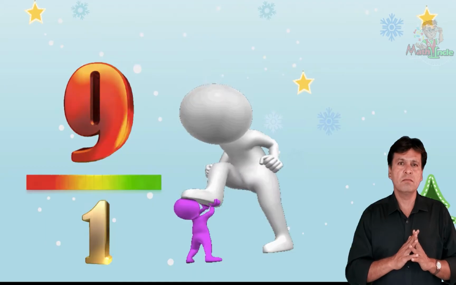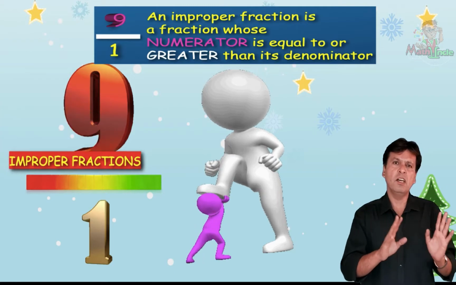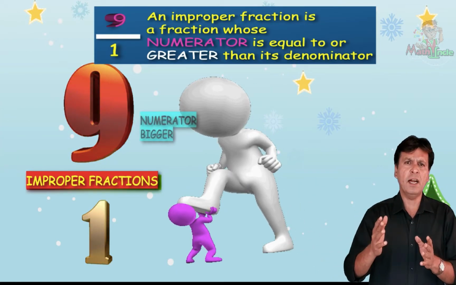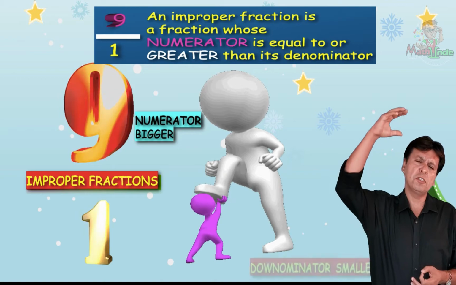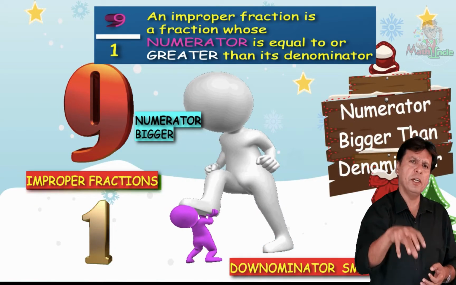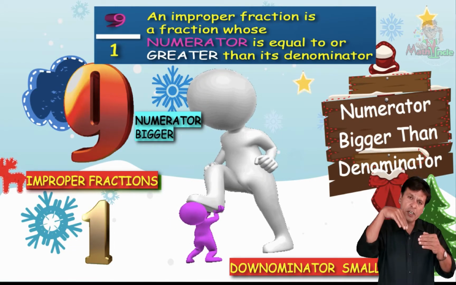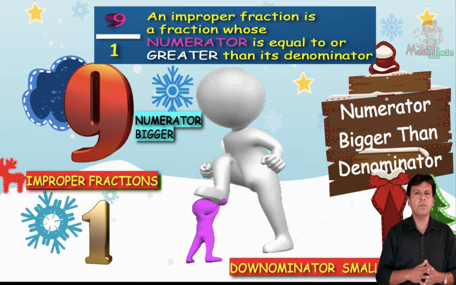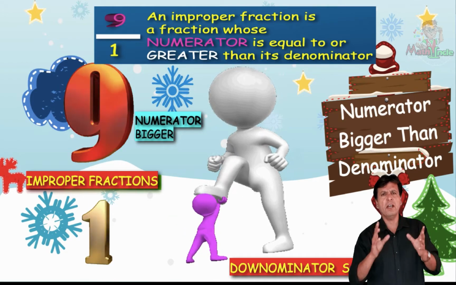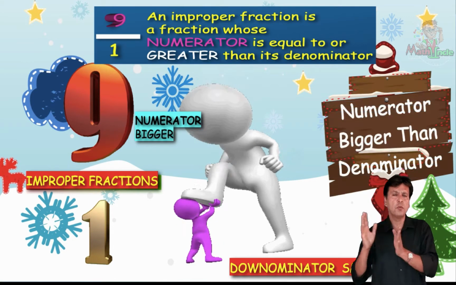Improper fractions, they are very bad. They are always more than 1. And the numerator is always bigger than the denominator. That's how you remember: denominator is always down, numerator is up. So the numerator is much bigger, heavier than the denominator, and it's more than 1.